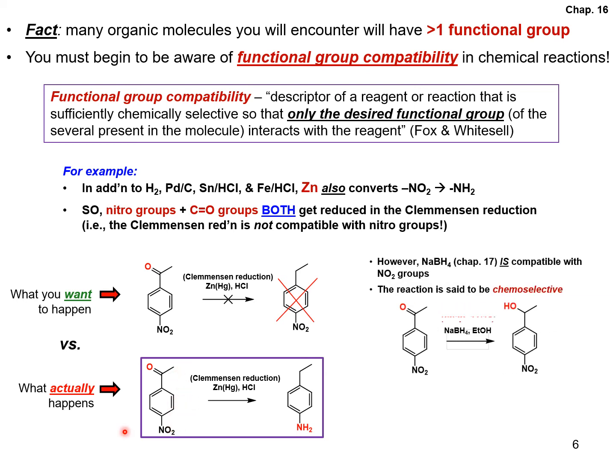While it is possible to find reagents which will react selectively with one functional group in the presence of another, so that's the concept of functional group compatibility, in many cases you might run into a problem like this. So when you perform syntheses, keep in mind that you try to choose reagents that will selectively react with the functional group you want to react, and the other functional groups that are present in the molecule will remain unreacted.